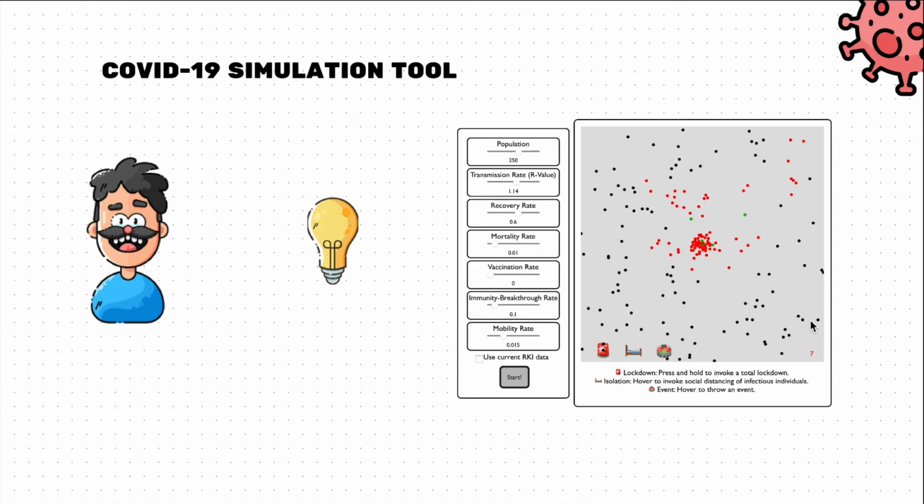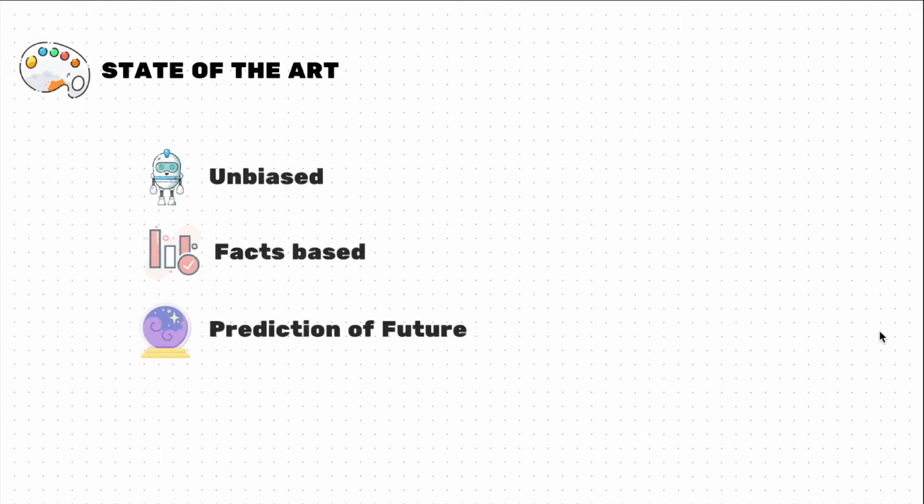So in this project we came up with a COVID-19 simulation tool that allows the user to play around with different parameters. Before going into our work, we just want to highlight the state of the art for this kind of simulation. So why is it important that mathematicians and software engineers work on something like a corona simulation?